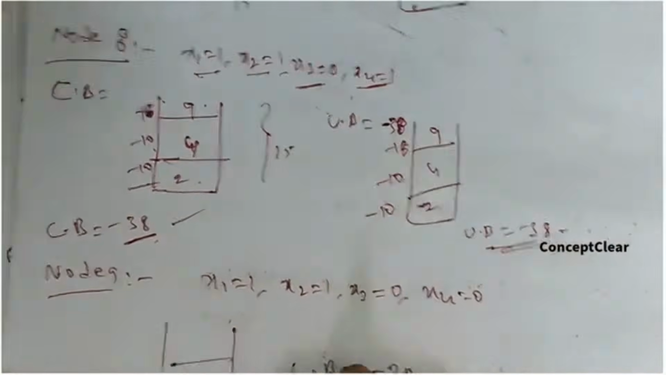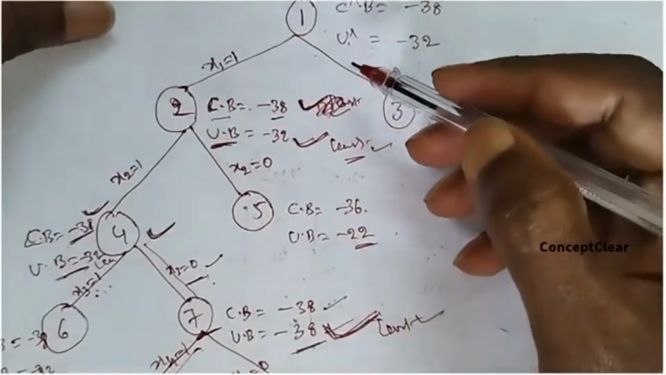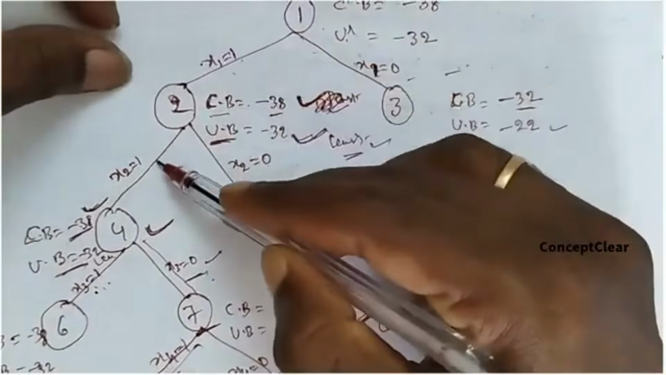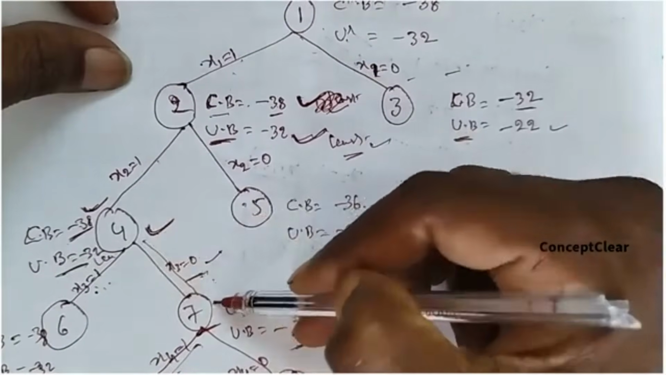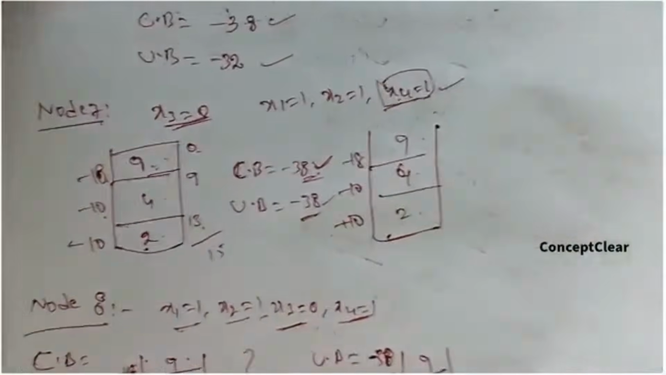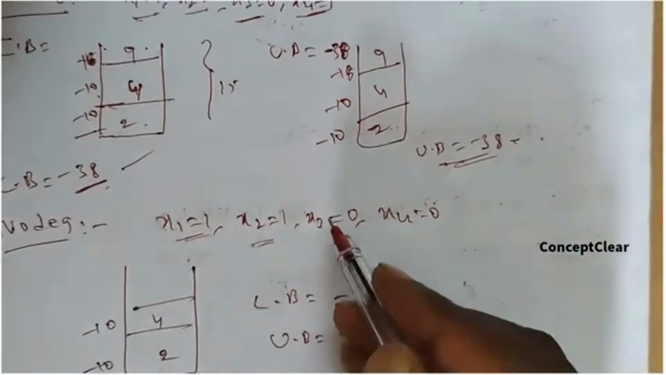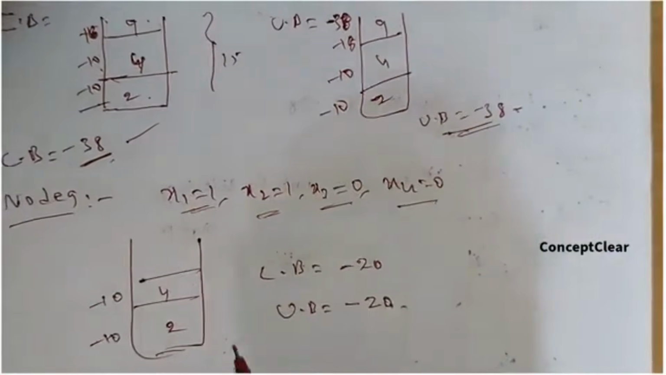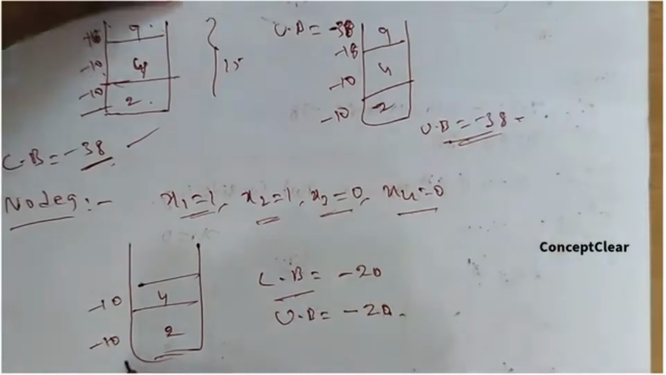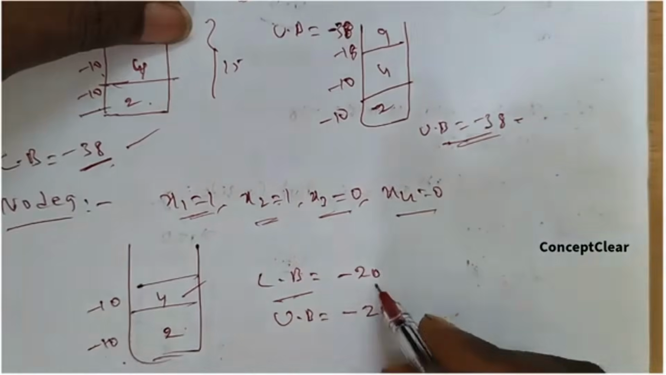And what about the ninth node value? For the ninth node, what are the values here? We have to take the diagram. x1 equals 1, x2 equals 1, x3 equals 0, x4 equals 0. So we have to take only the first object and second object. For the lower bound value, the first object is considered with 2, the second object is considered with 4. The total cost is minus 20.